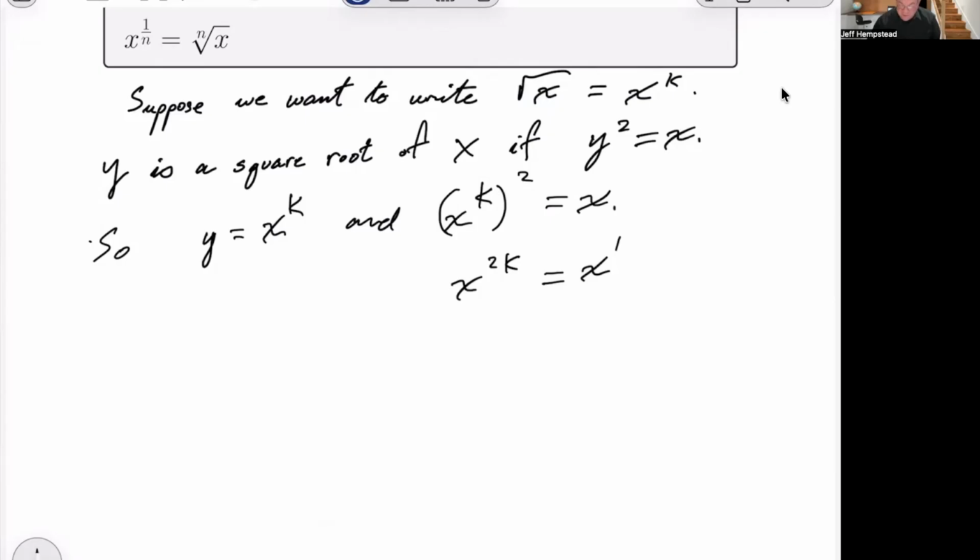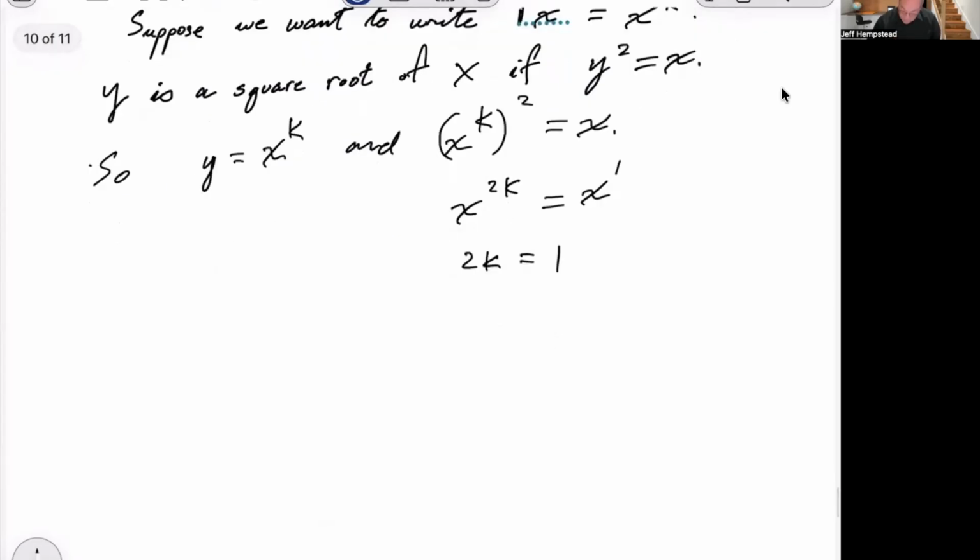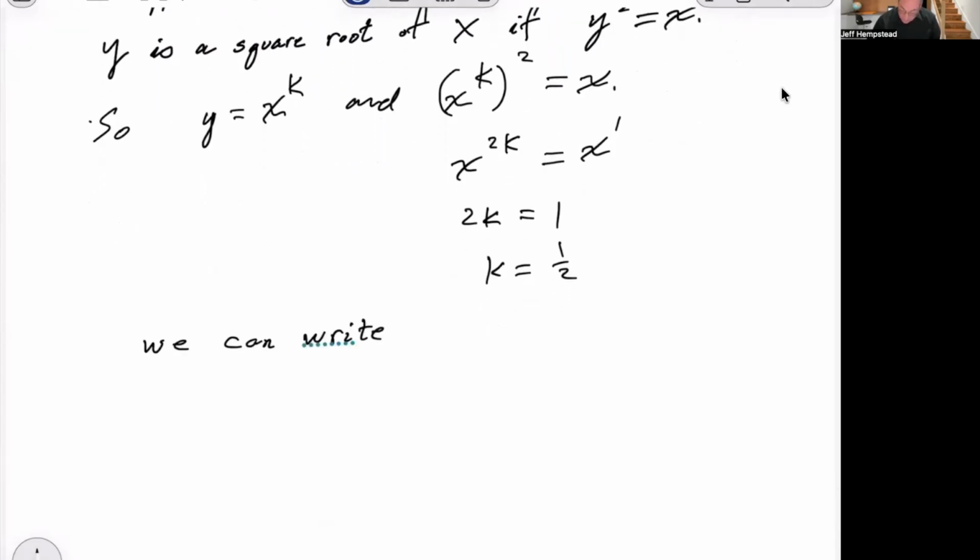Now, if the bases are the same, then the exponents must be equal. So 2k is equal to 1. Then k must be equal to 1/2. So that's going to be our k. So we can write the square root of x is equal to x raised to the 1/2 power. That's the value of k that we just found.